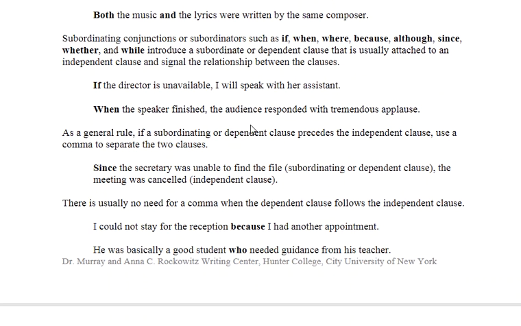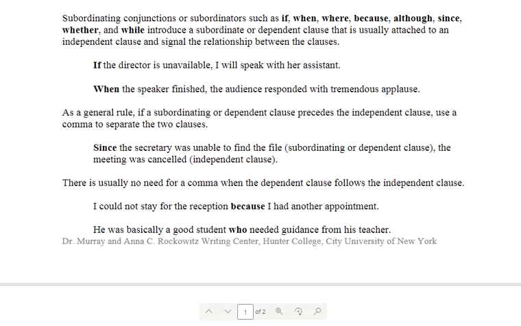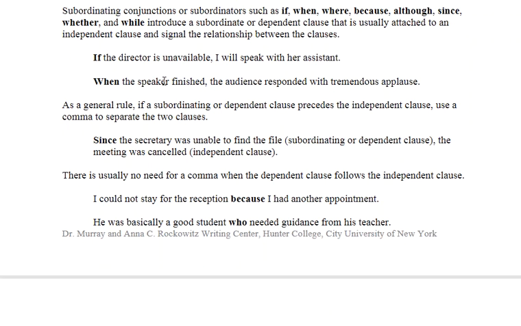That's what they're saying here. If the director is unavailable, I will speak with her assistant. Here, present tense refers to a future possible outcome. When the speaker finished, the audience responded with tremendous applause. Okay, so here we have a dependent clause. Always when we have a subordinate conjunction in a clause, we call it dependent. This is the clause here, up till the comma. After the comma, we have the independent clause.